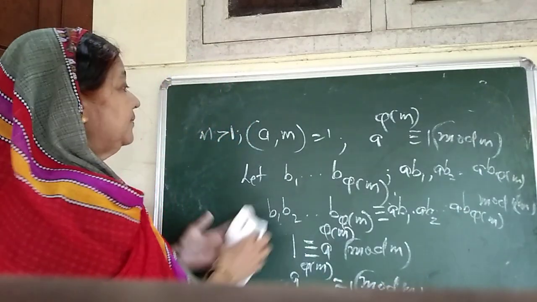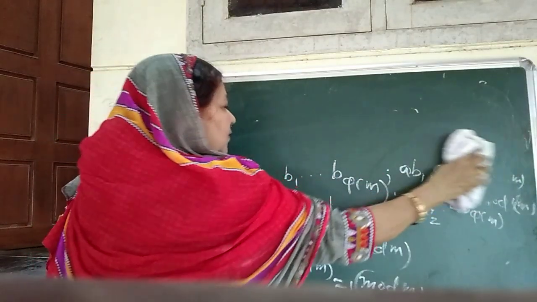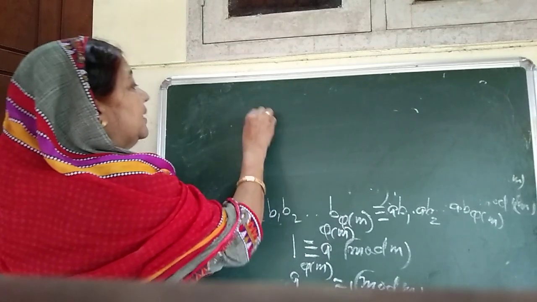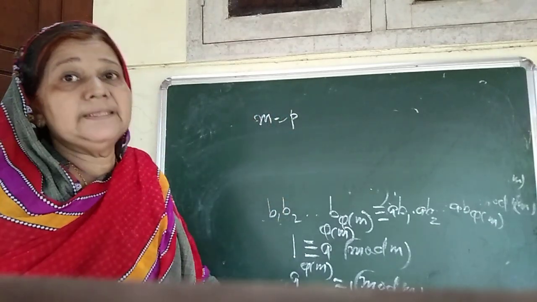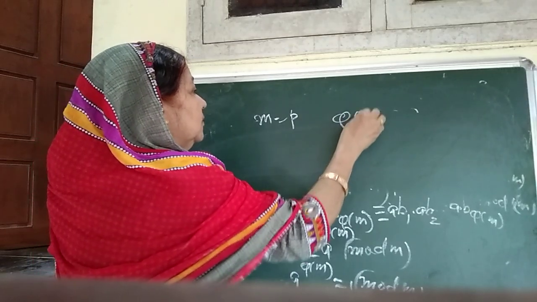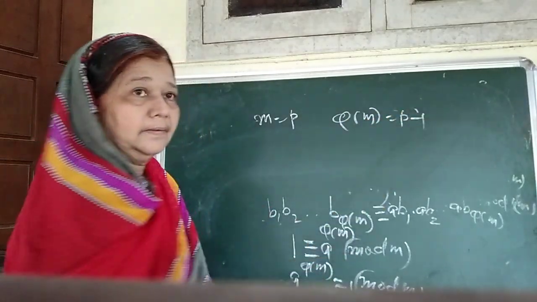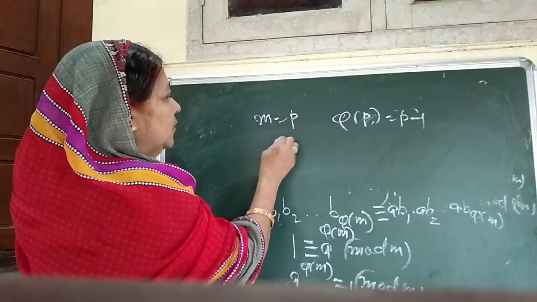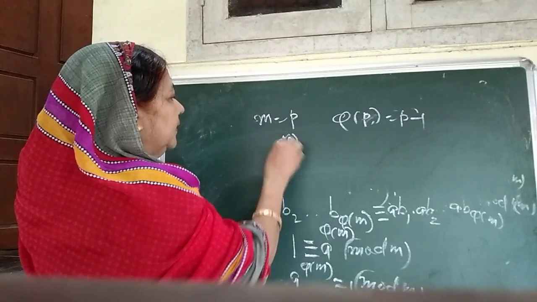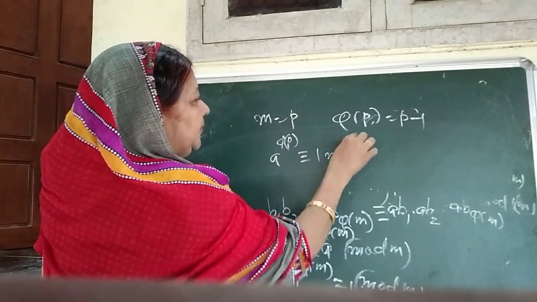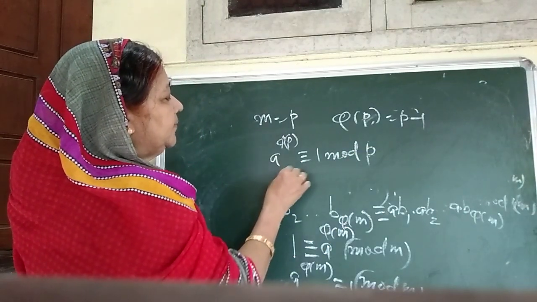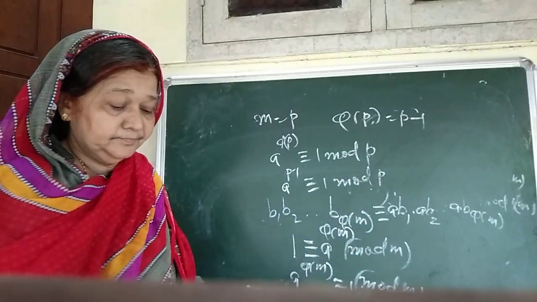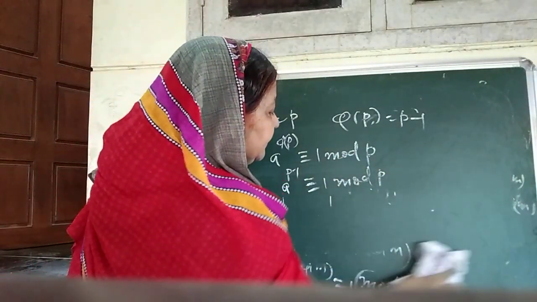If m is a prime number, that is the well-known Euler-Fermat case, then we can assume that m is a prime. We know if m is a prime, we have phi of p equal to p minus 1. Therefore, a raised to phi of p is congruent to 1 mod p. That is, a raised to p minus 1 is congruent to 1 mod p. That is Fermat's theorem, or simply known as Little Fermat's theorem.